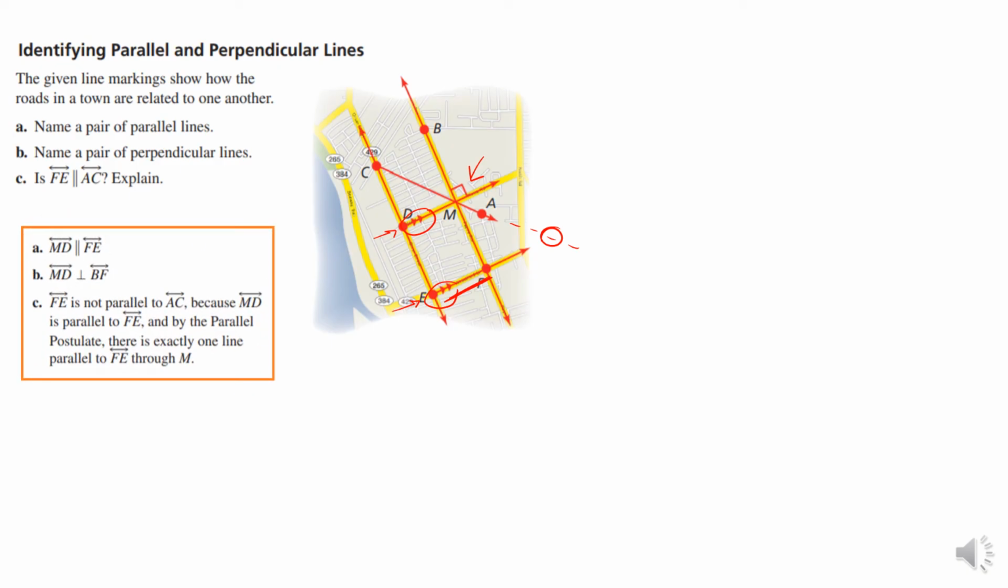But remember, by the parallel postulate, there's only one line parallel to FE through line M. And since that one also goes through line M, it can't also be parallel. So pay attention to their explanations. It's really helpful to understand things through the perspective of the postulates.